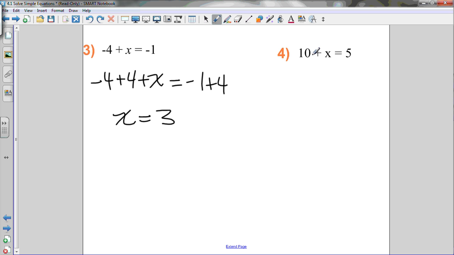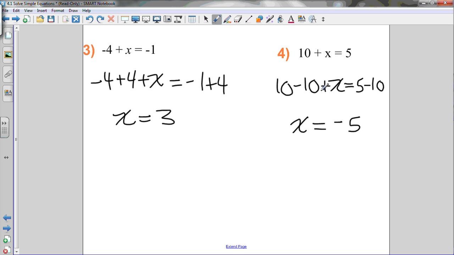This one, so I have 10 plus x equals 5. To get rid of this positive 10, I must subtract 10. So 10 minus 10 plus x. But I can't just subtract 10 from the left side, I also have to subtract 10 from the right side to keep it balanced. 10 minus 10, those 10's are gone, so all I'm left with is an x on the left. On the right, 5 minus 10 is negative 5.